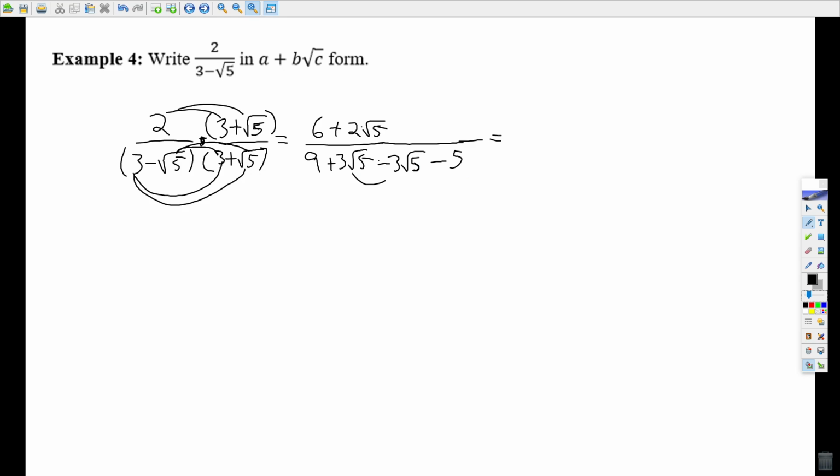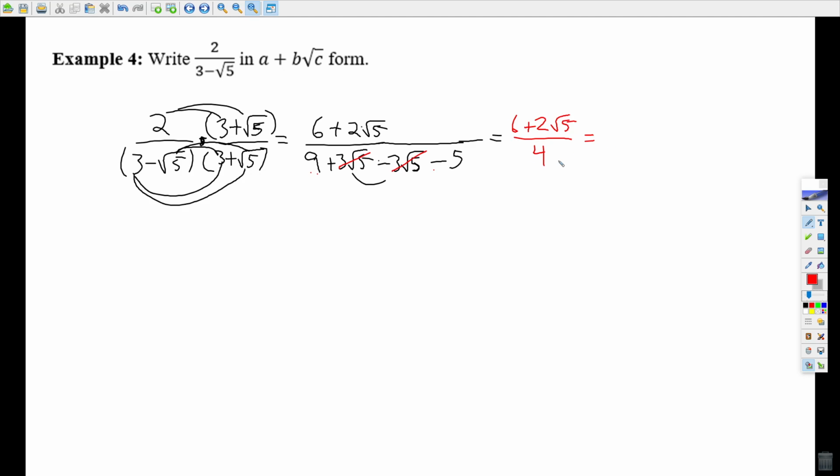Okay, the middle two terms will cancel. I'll cross those out again. Positive 3 root 5 minus 3 root 5. So the top stays the same: 6 plus 2 square root of 5. The denominator is 9 minus 5, which is 4.